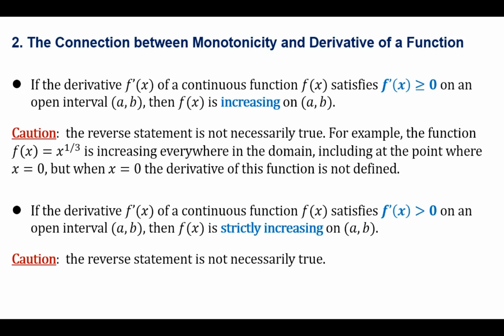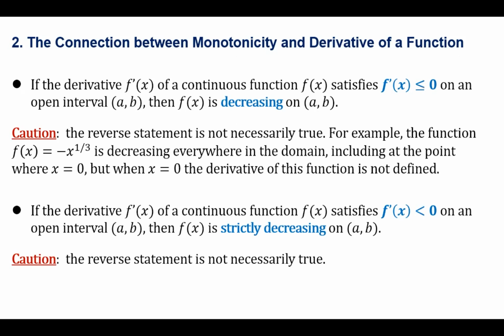No? Okay, then next, let's have a look at the connection between monotonicity and derivative of a function, part 2. Okay, similarly, we have the following statements. If the derivative f prime x of a continuous function f(x) satisfies that the first derivative of f(x) is less than or equal to 0 on an open interval from a to b, then f(x) is decreasing on the interval from a to b. Again, be careful with the reverse statement. The reverse statement is not necessarily true.